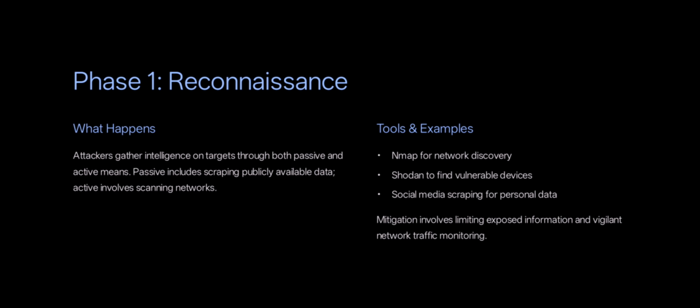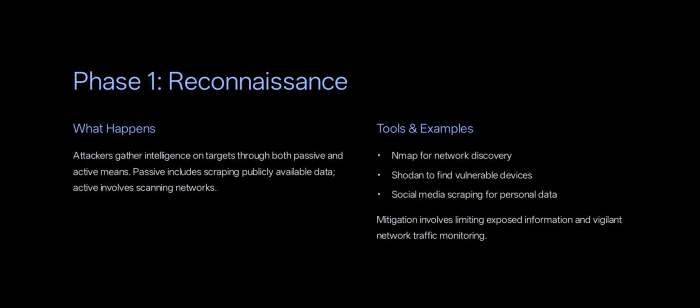Advantages for attackers. Low risk of detection. No engagement with the target's live systems. Effective for planning tailored social engineering campaigns. 2. Active reconnaissance. Active reconnaissance requires direct interaction with the target's systems. While more risky, it yields more detailed results.